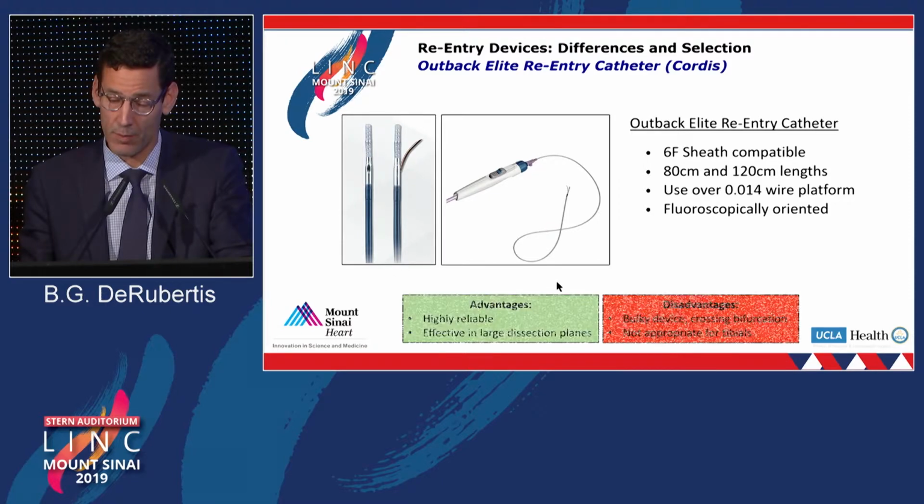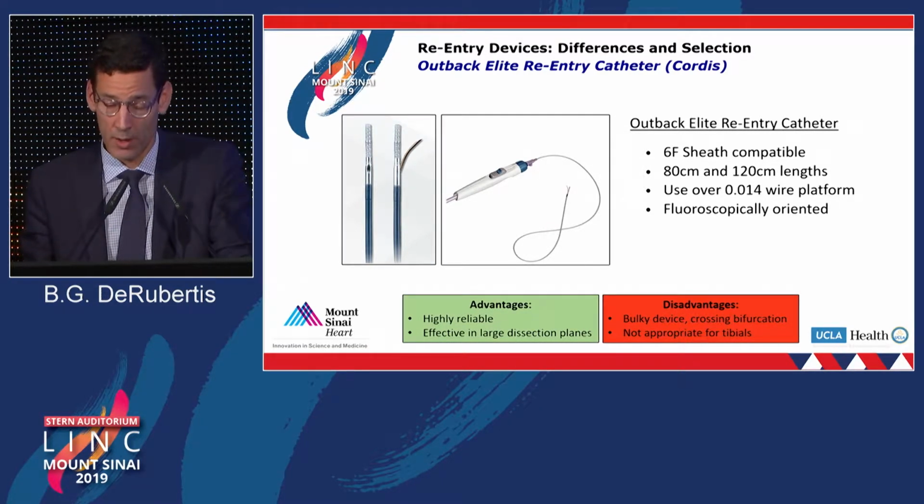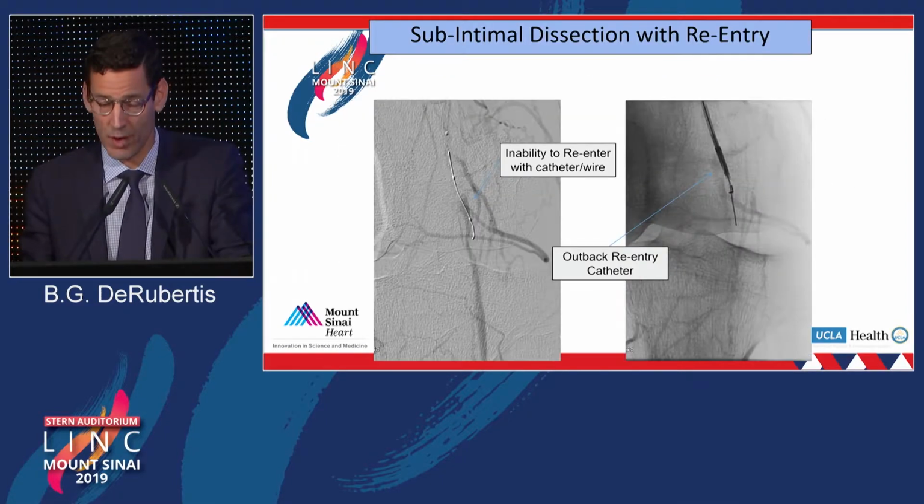The advantage of this device is I do think it's highly reliable. It's effective even if your dissection plane is somewhat large. The disadvantage is it is a somewhat bulky device. Crossing the bifurcation can be tough with this wire, and you do sometimes need a real supportive wire to do that. And it's not appropriate for tibials. This is really a device made for the SFA and popliteal.